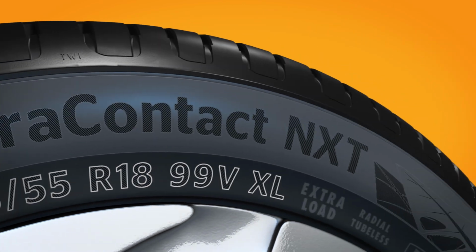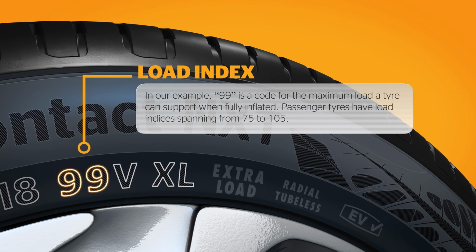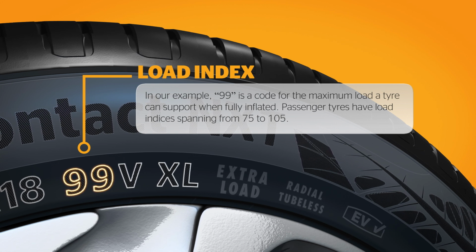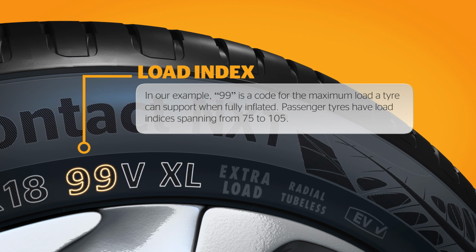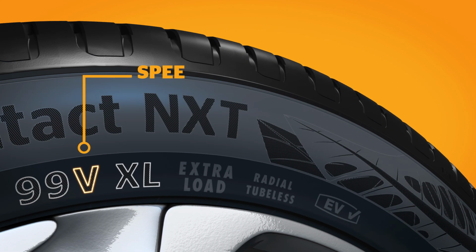In our example, 99 is a code for the maximum load a tyre can support when fully inflated. Passenger tyres have load indices spanning from 75 to 105. The carrying capacity for each value is described in a load index chart in your vehicle or tyre documentation.